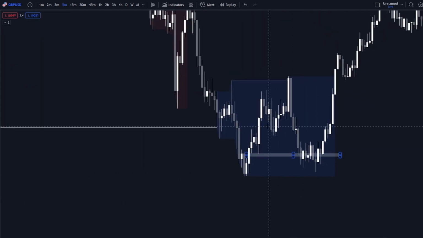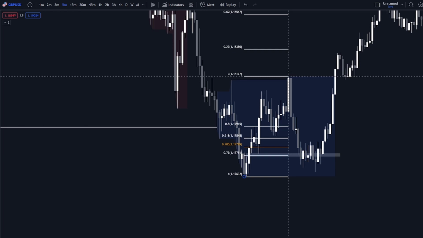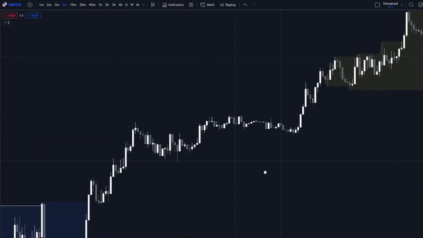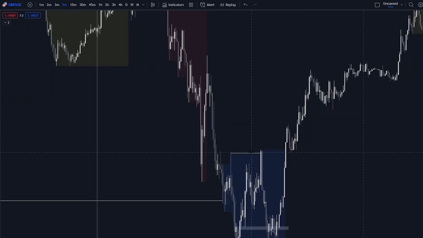This was also a fair value gap, but if there are lots of fair value gaps, you can use optimal trade entry, okay. So it falls down over here, and then it gives a good move to the upside. So this is how the liquidity works.